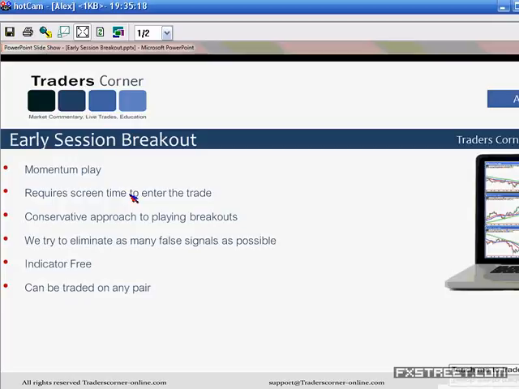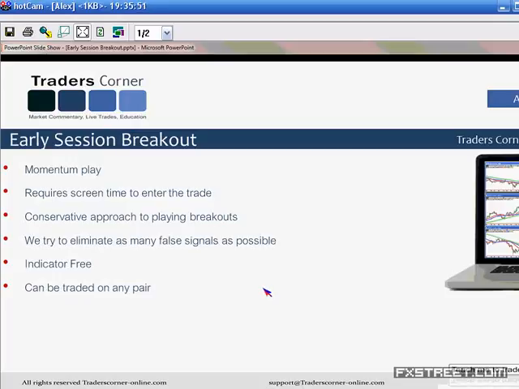And for you guys in the US, you don't necessarily have to wake up at 1-2 o'clock in the morning to trade this. You can use the same approach to trade the breakout of the New York session. Okay? So it requires screen time. It's a conservative approach to playing breakouts. Now, ultimately, that means you're going to miss some, and there's absolutely nothing we can do about that. But as I said, that's the way that I trade, and I wouldn't dream of teaching you guys to do something that I don't do myself, and unfortunately, that means a lot of the approaches are conservative.